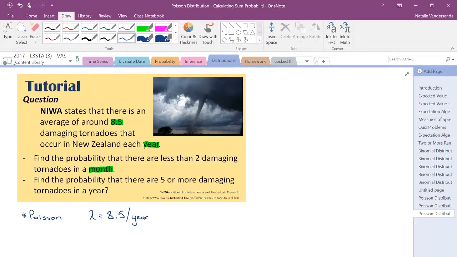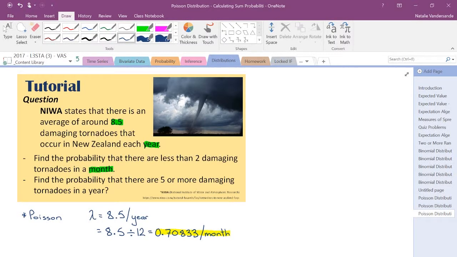I know there is an average of 8.5 tornadoes per year. So to work out the average per month, I need to divide 8.5 by 12. So that's an average of 0.70833 tornadoes per month. This is the lambda that I want to use in my calculator when I'm working out the question.